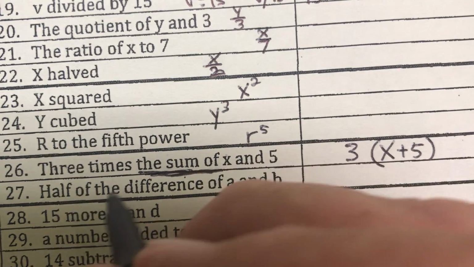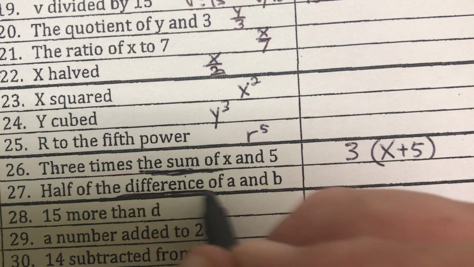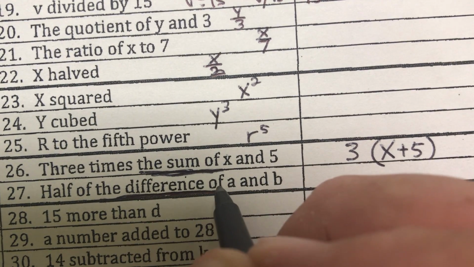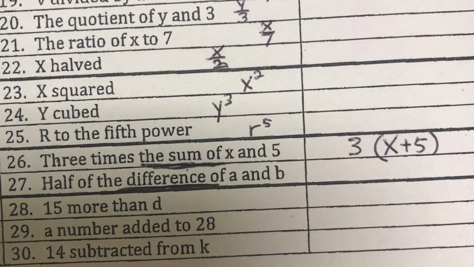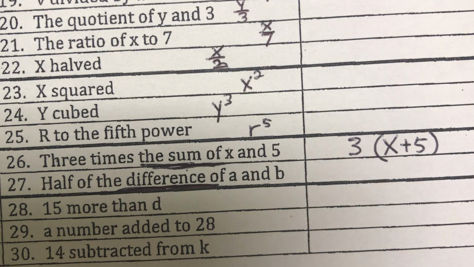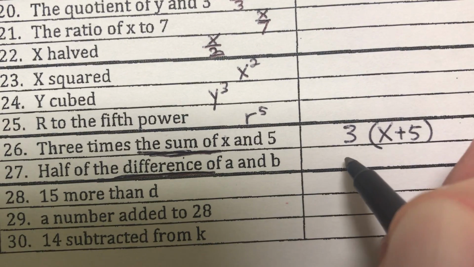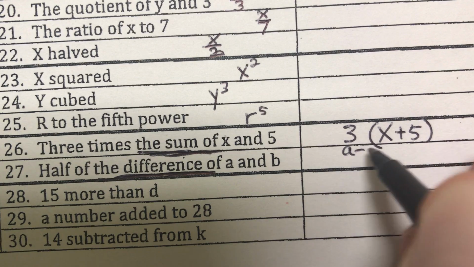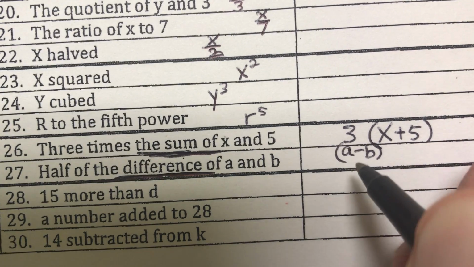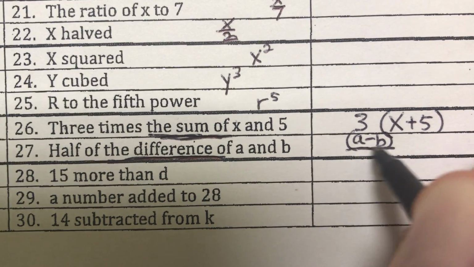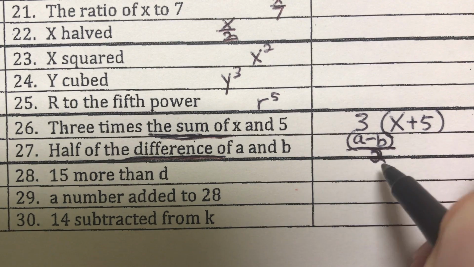The next one, half of the difference of a and b, means we're subtracting a and b and then taking half of that. So we would have a minus b in parentheses, and then half means to divide by 2, so that would be over 2.